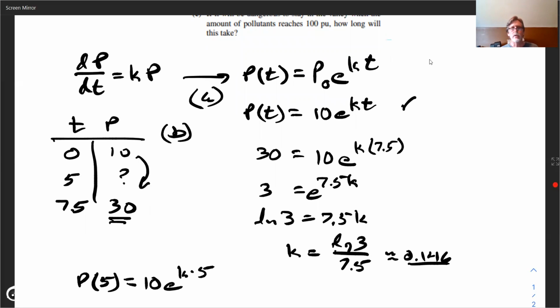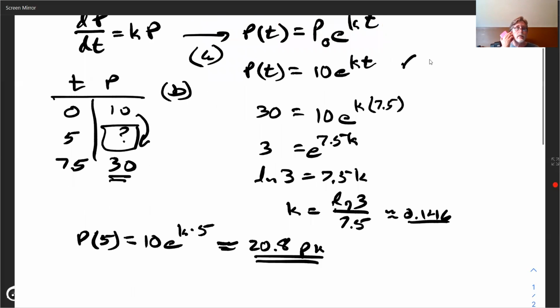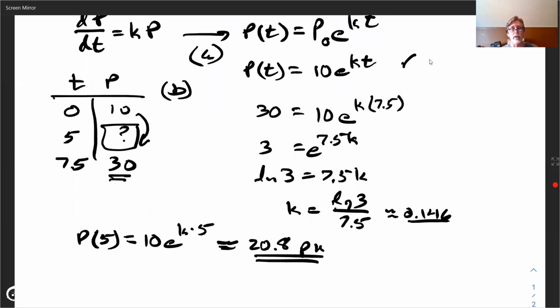When I do this, I just put it in the calculator and recall my k value because I like to have it as accurate as possible. And when we do that, I think what I got was roughly 20.8. Now that goes right here next to 5 in our table. So after 5 years, we have 20.8 PU, pollutant units. And that's how that's done. You can pause and stare at it. I'll just jump real quickly to part C.